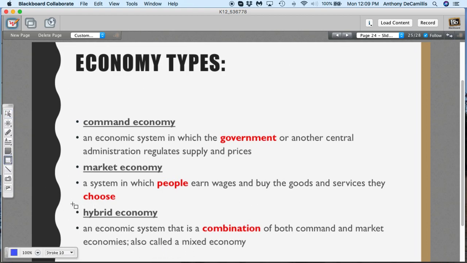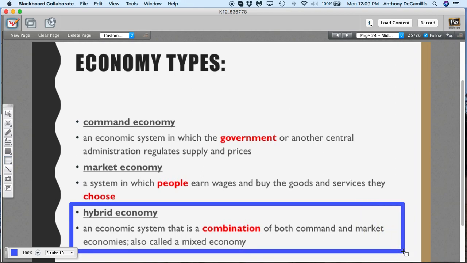And lastly, and more practically in reality, and this is even the case today in modern times, a little bit of both. A system where there's a combination of both command and market economies, also called mixed or hybrid. We'll dive into this later. But it is part of the lesson, so I want to sneak that in so you feel like you've got it under your belt. So here we go.